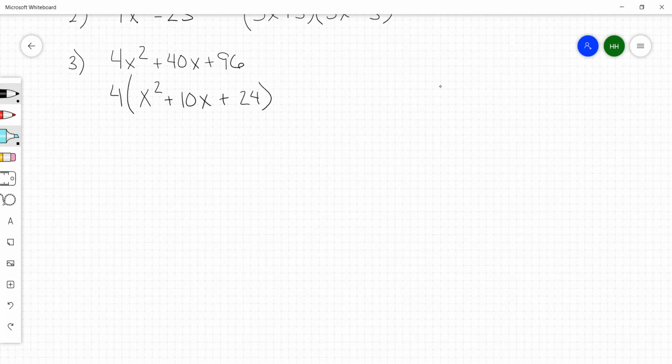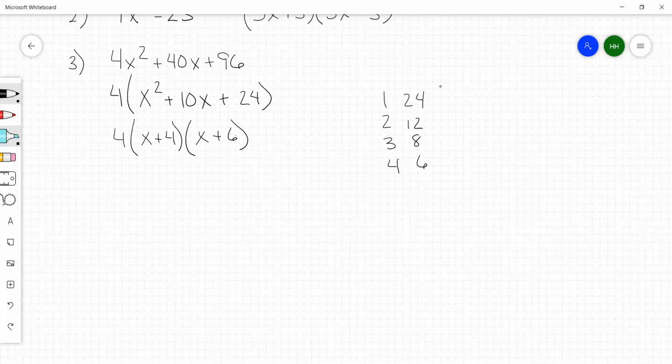All right, so now I got to factor what's in the parentheses. So I got 1 and 24, 2 and 12, 3 and 8, 4 and 6. My 4 and 6 will sum to 10, and everything's positive. So I'm going with 4 times x plus 4, x plus 6. My 4 times 6 is 24, and my 4 plus 6 is 10. So I'm done.